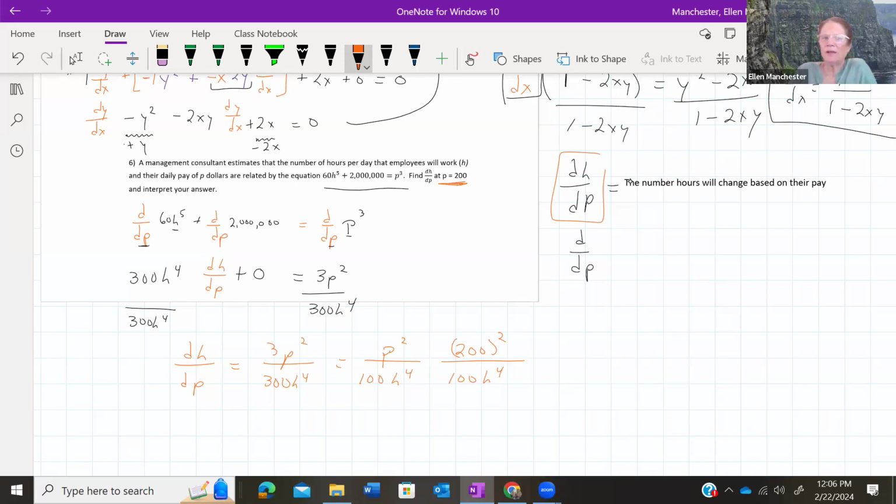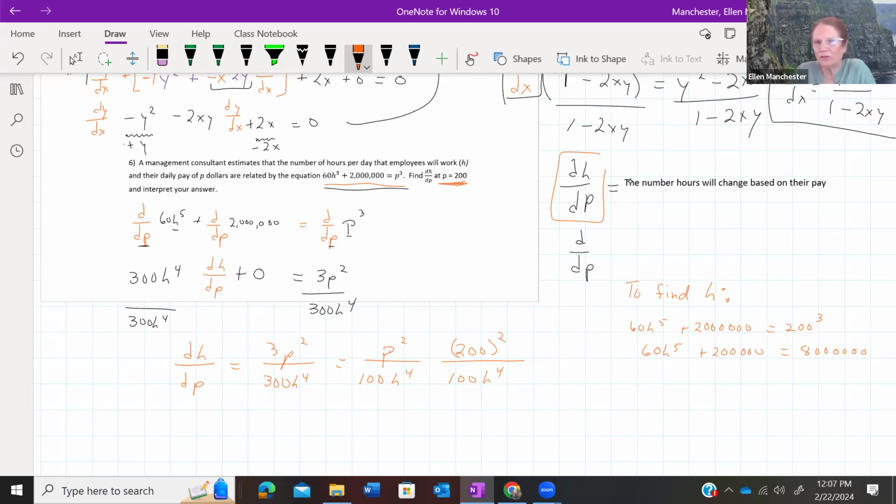In order to find what H is, I'm going to go back to my original function and plug in P. So I have 60h to the 5th plus 2 million equals 200 cubed. This works out very nicely, so hang in there. So 200 cubed is 8 million.